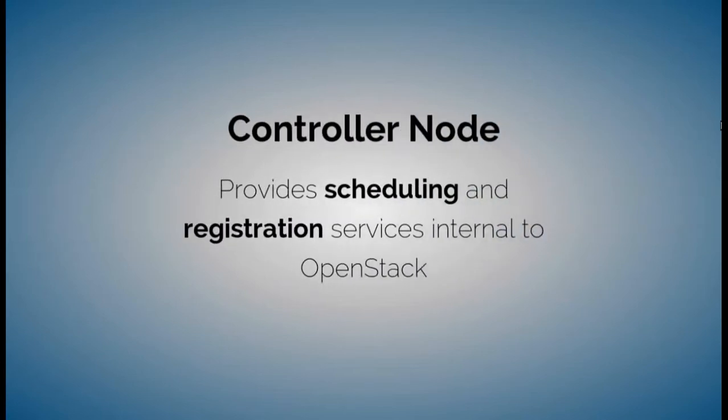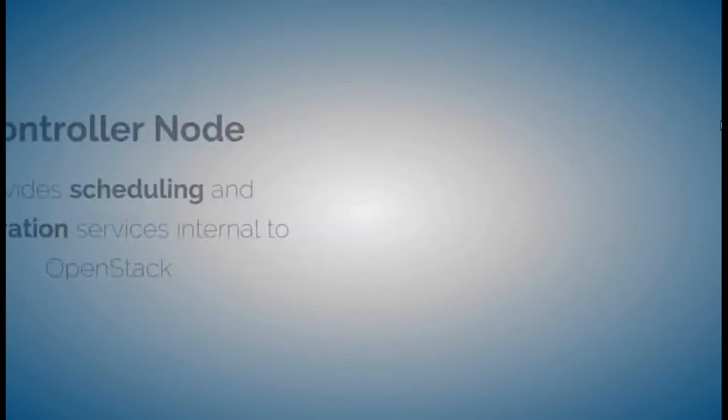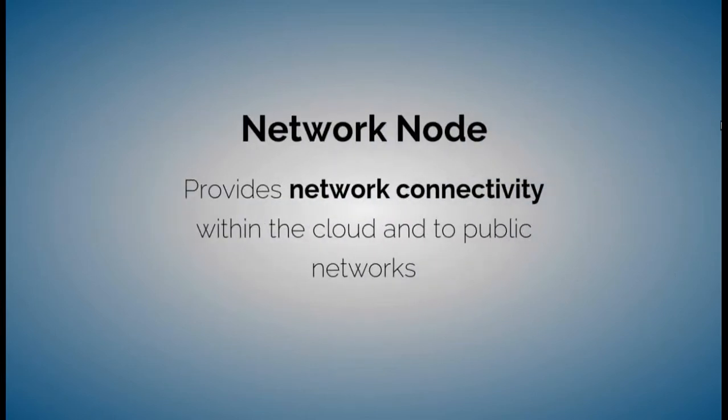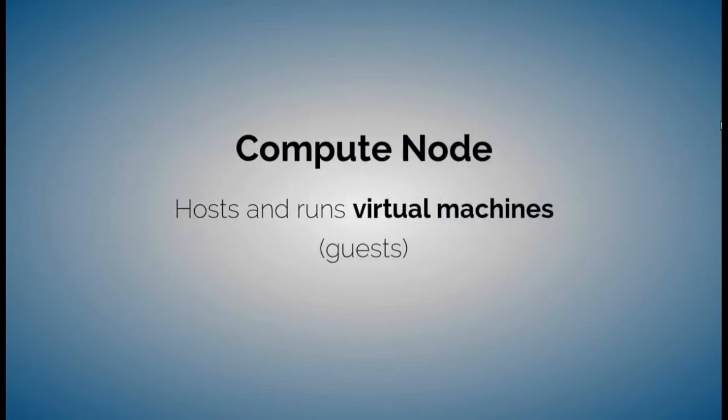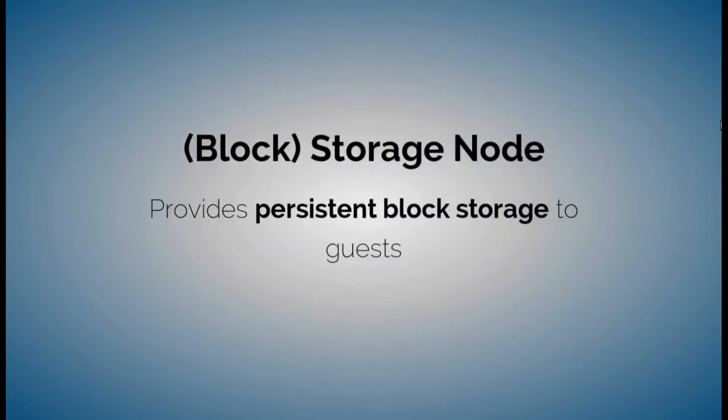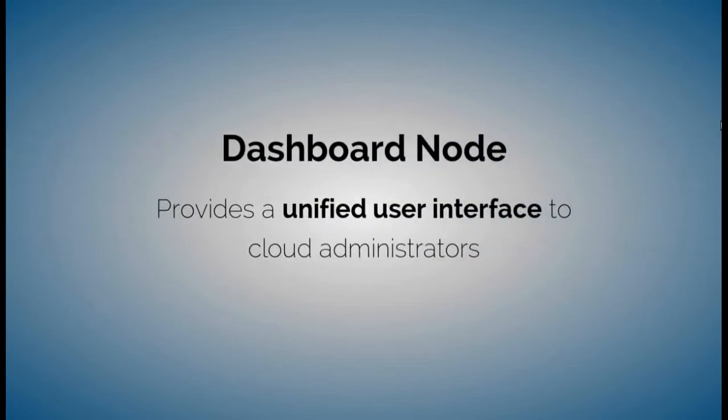Then we have the controller node, which provides scheduling and registration services that are internal to OpenStack. We, of course, have a network node, which provides network connectivity within the cloud and also outside the cloud to public networks. We have compute nodes, usually several of them, which host and run virtual machines, aka Nova guests. And we also have block storage nodes, which manage and provide persistent block storage to our guests. Finally, we have a dashboard node, which provides a unified user interface to our cloud admins.